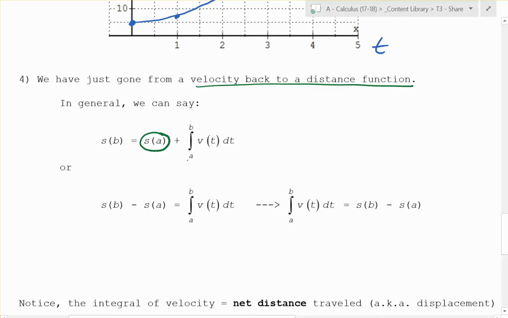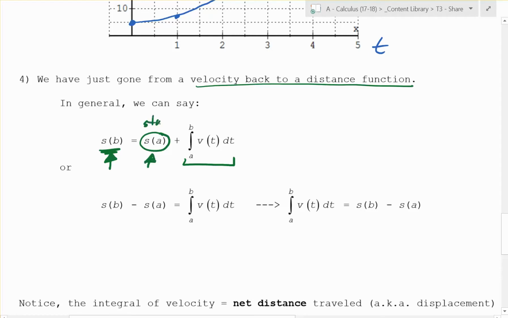We needed a position because change in distance doesn't tell us anything about where we are right now. I could just tell you, I just ran 10 feet. Where am I? That tells you nothing about where I am right now. You need a starting position, or at least one place on the track. So the way you can say this is the place you are right now, S of B, the position right now, is where you started.